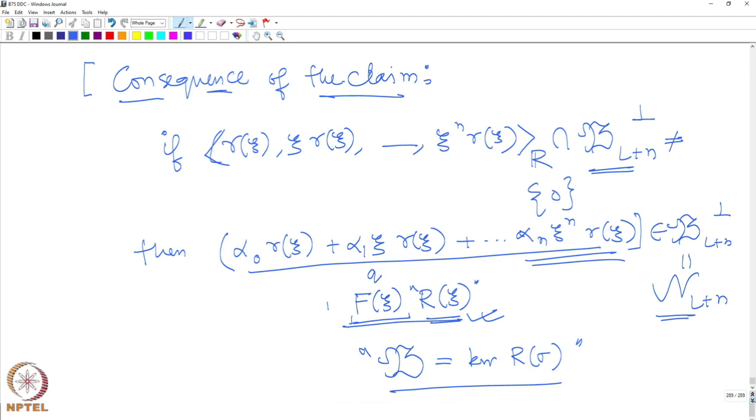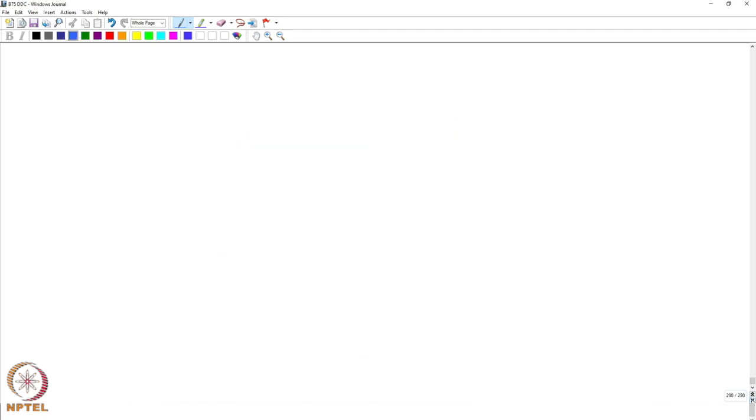But when we write α_0, α_1 ξ R(ξ), ..., α_n ξ^n R(ξ), I can just collect α_0 plus α_1 ξ plus ... up to α_n ξ^n and call it small f(ξ), and what we have here is that f(ξ) times this R(ξ) must be equal to some capital F(ξ) into R(ξ).